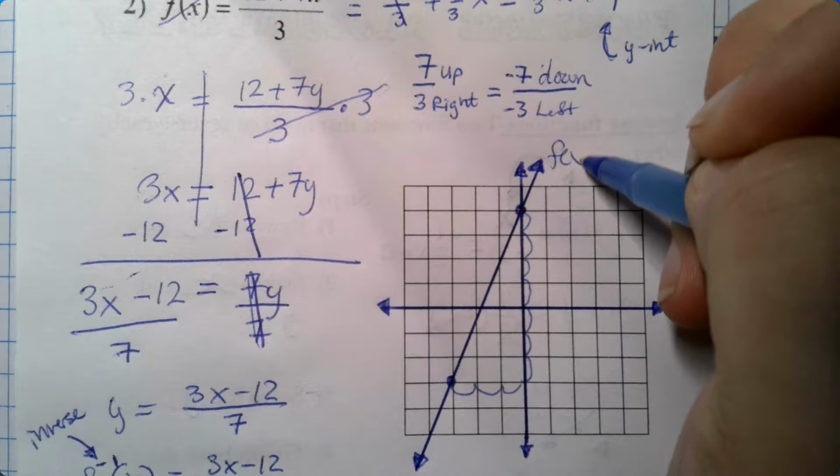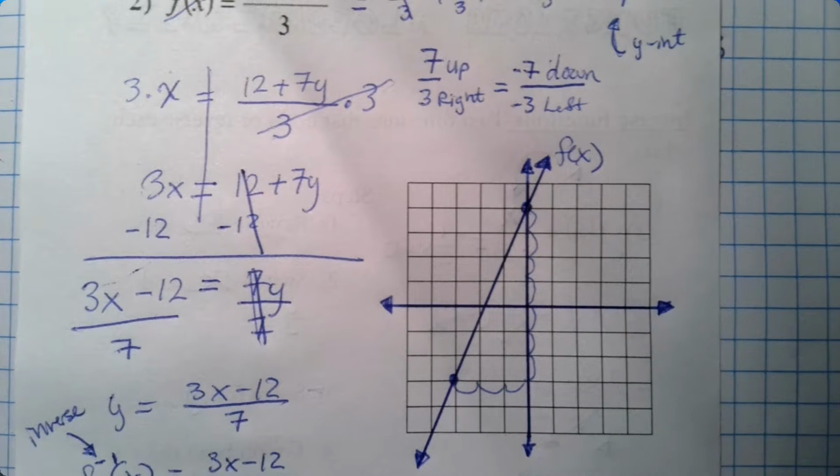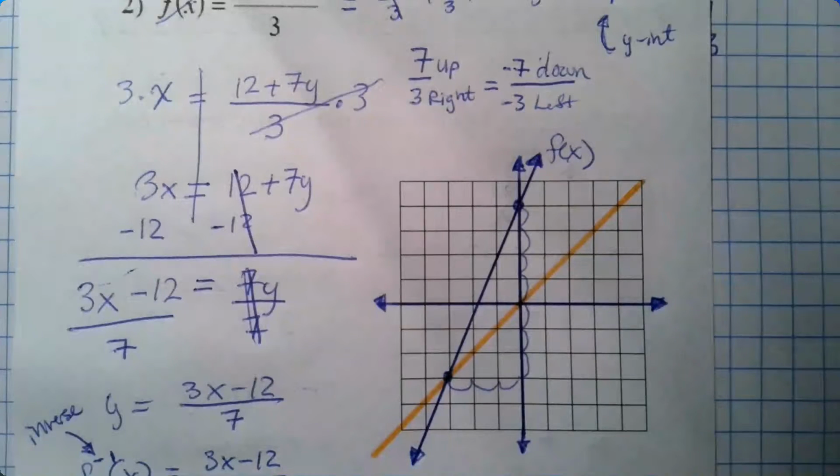Does anyone feel like trying to graph decimal points? Can I show you a trick? Okay, so this is our original. Our original is always going to flip over that line to give us our inverse.